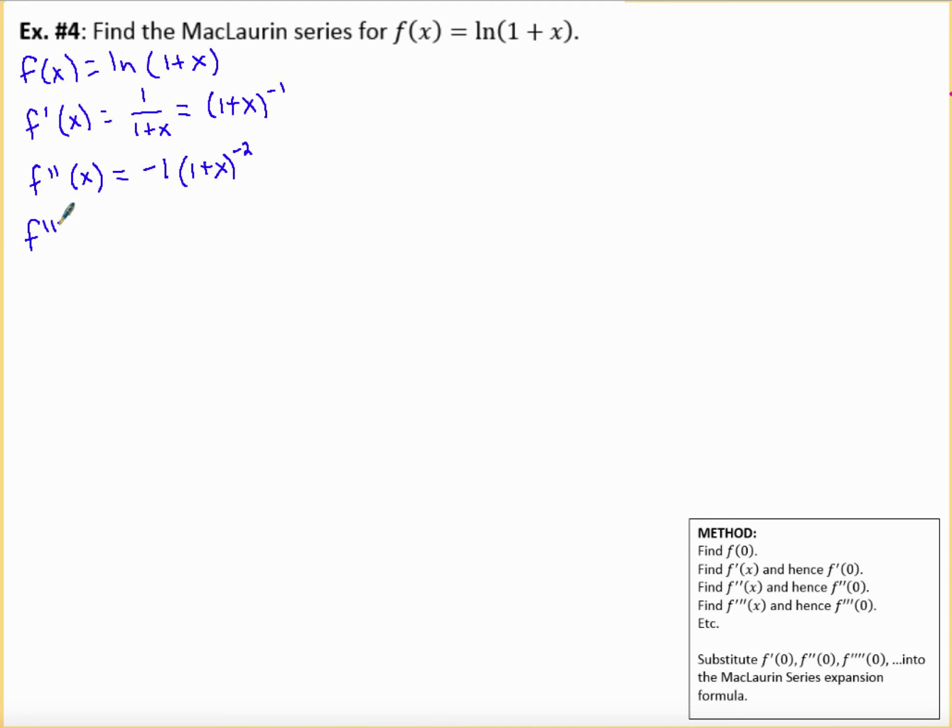We could take the third derivative. Negative 2 times negative 1 is going to be positive 2. I'll even write 2 times 1, why not? And then we've got 1 plus x, subtract 1 from the exponent, that'll give me negative 3. To find the fourth derivative, I'm going to multiply negative 3 out to the front, so that'll be negative 3 times 2 times 1 times (1 + x), and subtract 1 from the exponent.